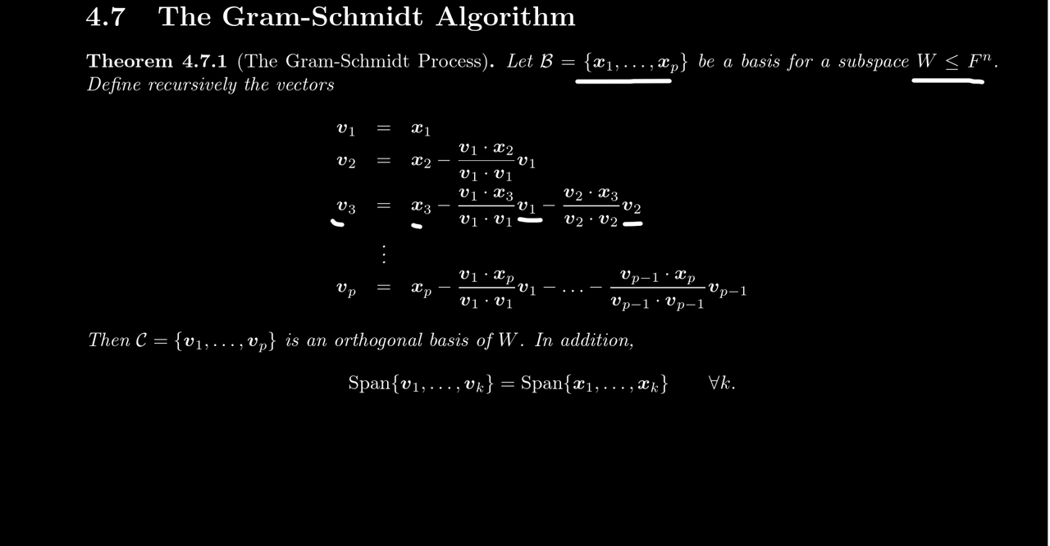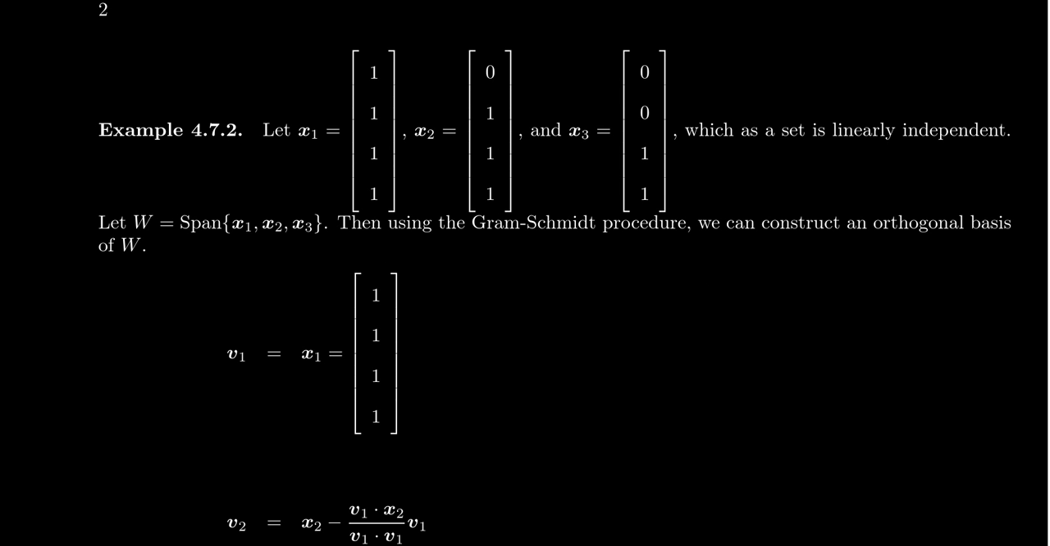So v3 doesn't add anything new, but if we use v3 instead, we could reconstruct x3 using v3 and combinations of v1 and v2. So by induction, this doesn't change the spanning set whatsoever. So let's show you an example of how this process works in practice.